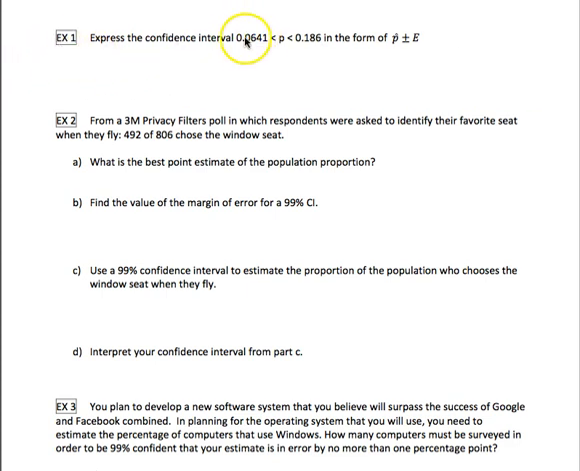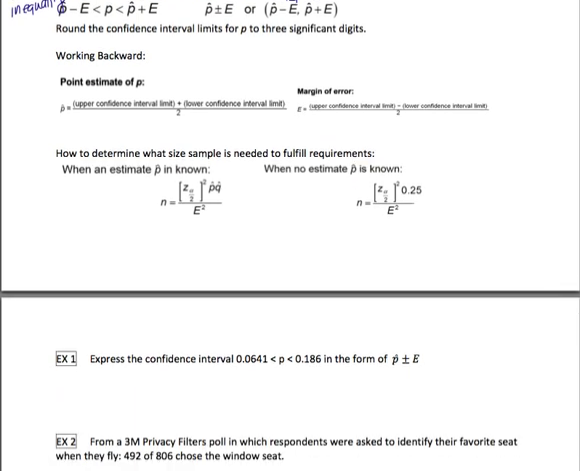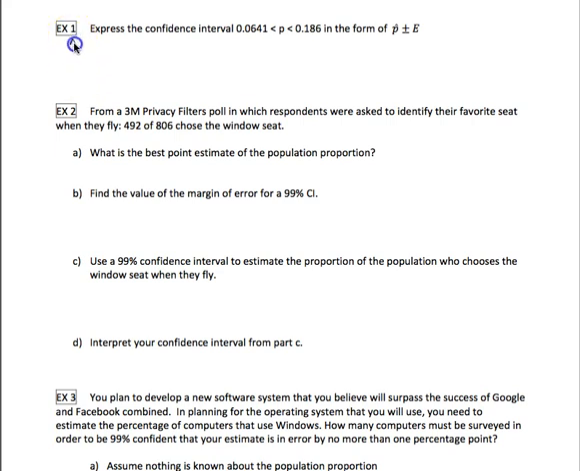In this case, I know, when I look at inequality format up here, that the left-hand side is p hat minus e and the right-hand side is p hat plus e. So if I want to find the point estimate, I'm going to take the upper plus the lower and I'm going to divide by 2. So p hat equals 0.186 plus the lower, 0.0641, divided by 2.